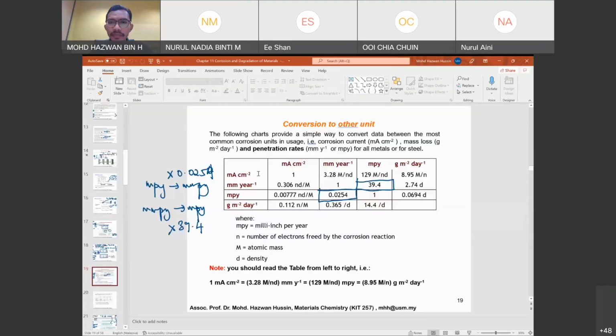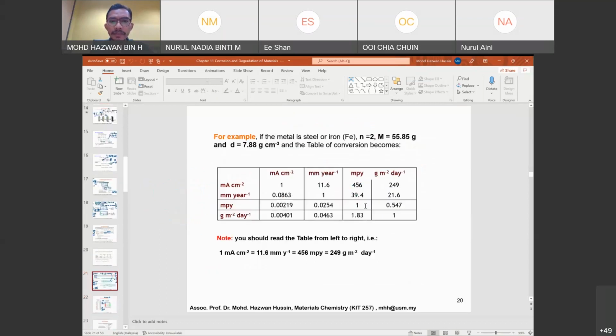a conversion unit to another unit. This is also important. Let's say that you obtain the corrosion rate in millimeters per year. You want to convert it into mils per year. So you have to multiply with a certain factor, a certain number. Or if the unit is in MPY, mils per year, and you want to convert into millimeters per year, you have to multiply with 0.0254. So these two values are rather important. I guess you need to memorize them for any conversion unit in the later examples.